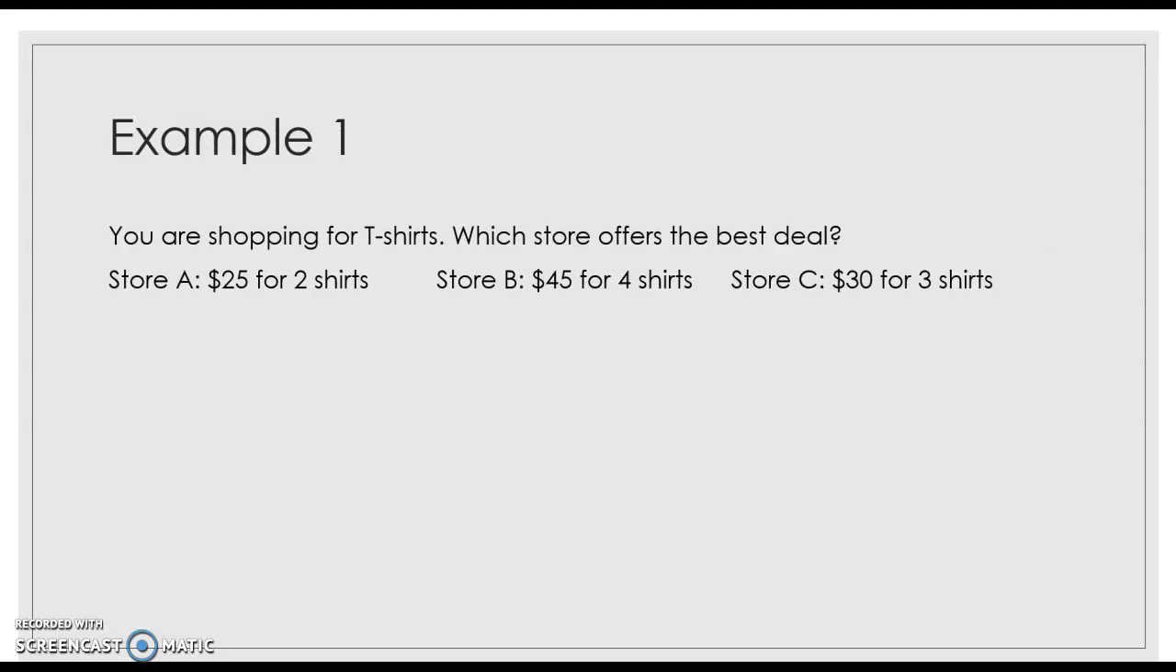So first example, you're shopping for t-shirts. Which store offers the best deal? So I know store A is $25 per 2 shirts. Store B is $45 for 4 shirts. And store C is $30 for 3 shirts. So the best way to compare these is to figure out, well, how much is it per shirt? So for 1 shirt, I'm going to do 25 divided by 2.